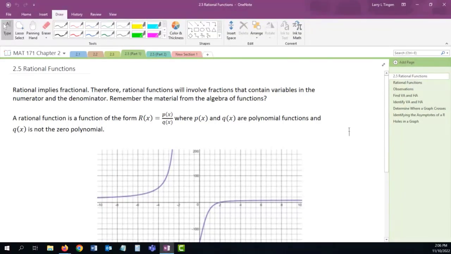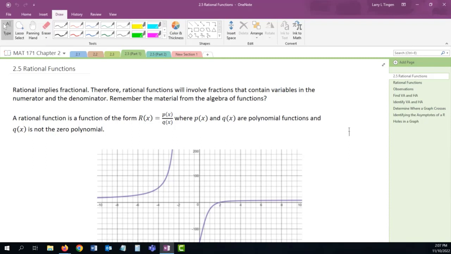Section 2.5 is all about rational functions. Rational functions are functions that have a polynomial in the numerator and the denominator, and the denominator is not the zero polynomial. Okay? We've seen this already.